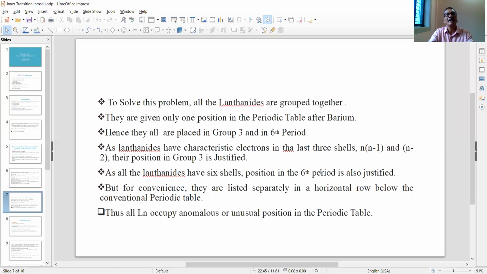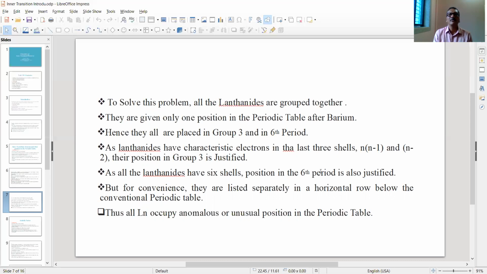So these elements are placed in group 3 and the 6th period. Why are they placed there? How can it justify the position? If you see the lanthanides, for the character of electrons in the last 3 shells, N, N-1 and N-2, these 3 shells are incompletely filled by electrons. So 3 shells are there, and that's why group 3 is the position, justified based upon the 3 different shells: N, N-1 D and N-2 F.